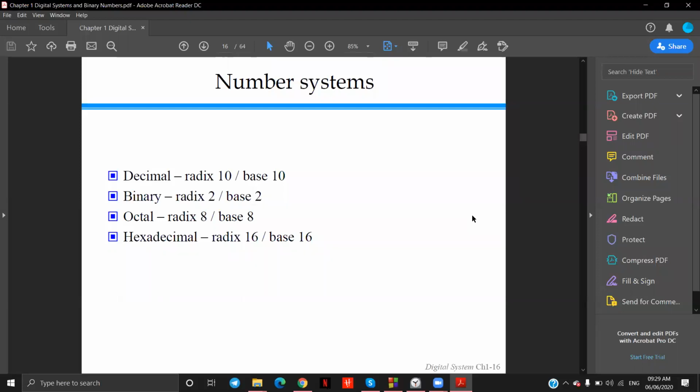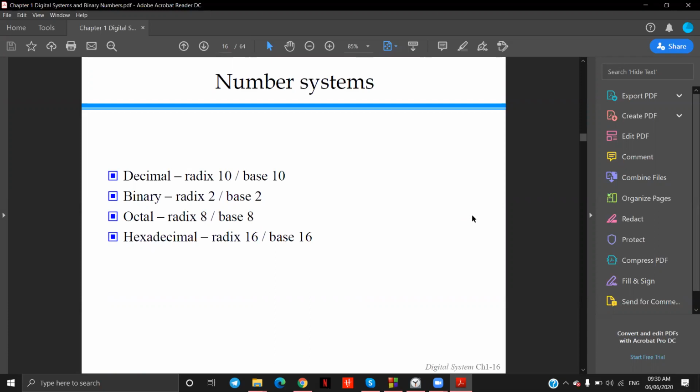In the decimal number system, the base of this number system is 10 digits. What are those 10 digits? 0, 1, 2, 3, 4, 5, 6, 7, 8, 9. Similarly, binary is based on only two digits, which are 0 and 1. Octal is based on the digits 0, 1, 2, 3, 4, 5, 6, 7. Hexadecimal has 16 digits, from 0 to 9 and A to F. Those are the number systems.